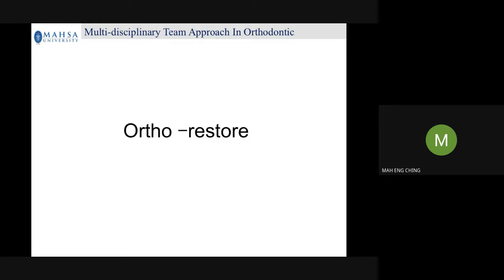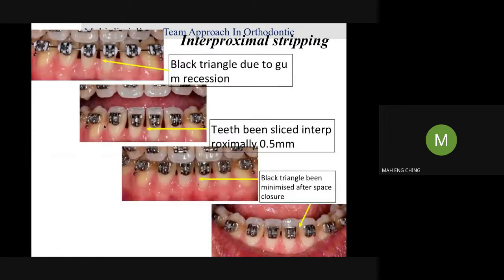Okay, also for restorative, what can we do? Sometimes a black triangle happens, then maybe we can do some interproximal stripping, then close the gap. Once you start closing the gap, maybe you can squeeze the gingiva up a little bit. Sorry, squeeze the gingiva up a little bit. Then you make the black triangle less obvious. So that's what braces can do.